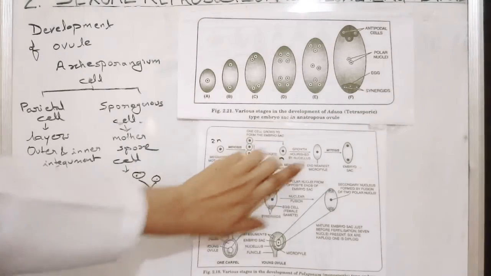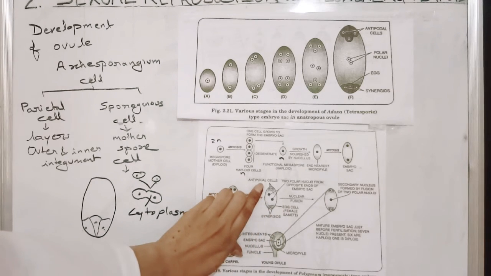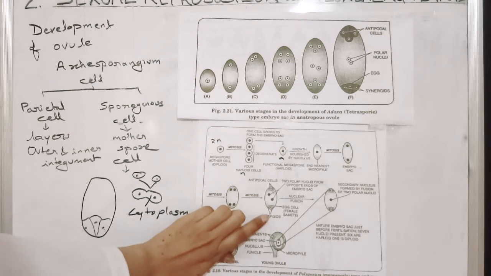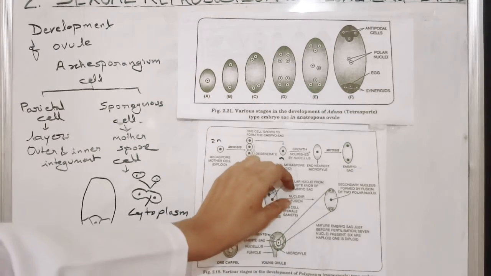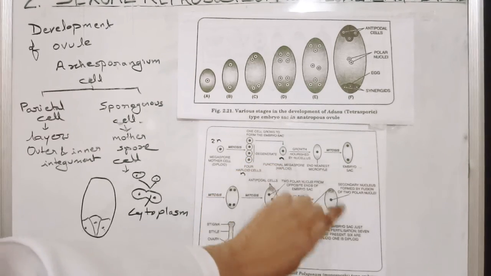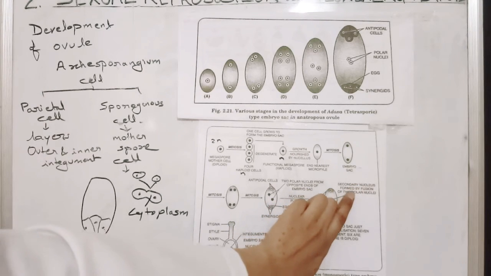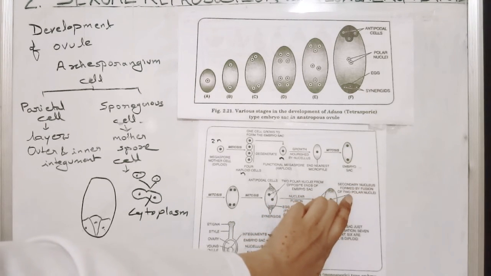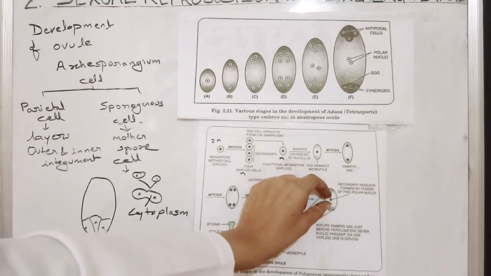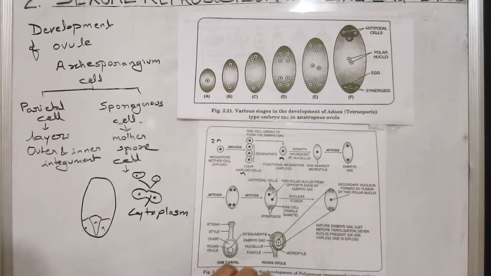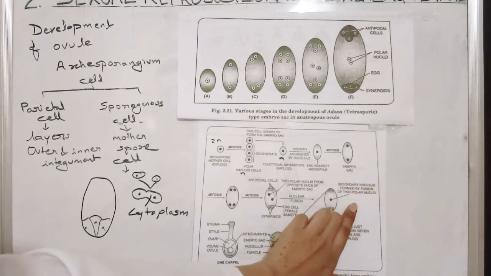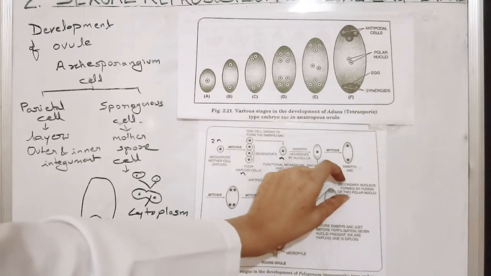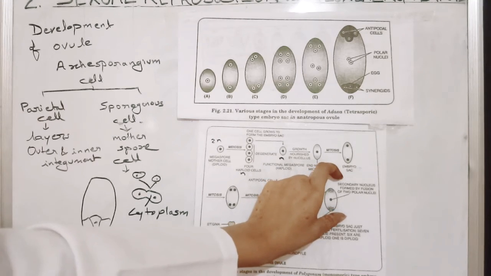So again, come back to this diagram. These are called antipodal cells, these are called synergid cells, and this is called the egg cell. Then the secondary nucleus is formed by fusion of 2 polar nuclei. Here it is written with a little mistake, because it is in printed form. Actually the nuclei are not fusing, only the cytoplasm is going to be fused.